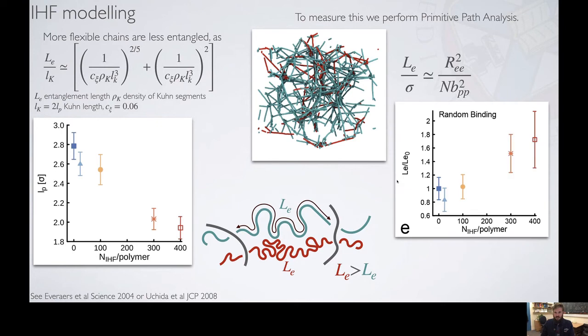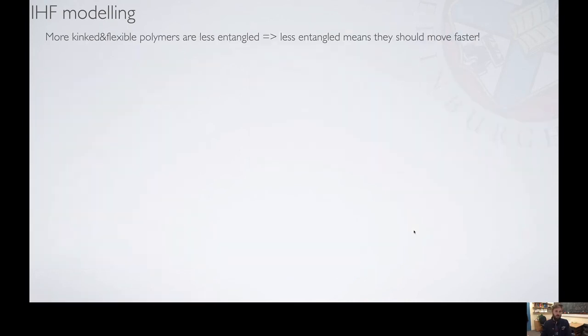This allows us to measure, through this formula here, the entanglement length as a function of different numbers of kinks that we add in the system. As you can see, this goes up by a factor of 2 almost.